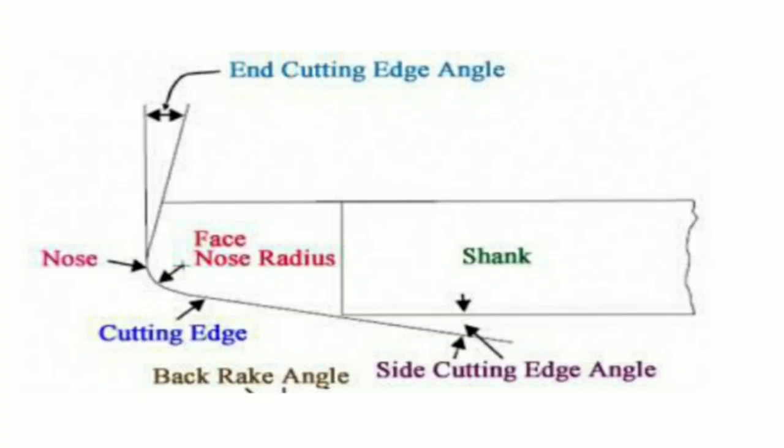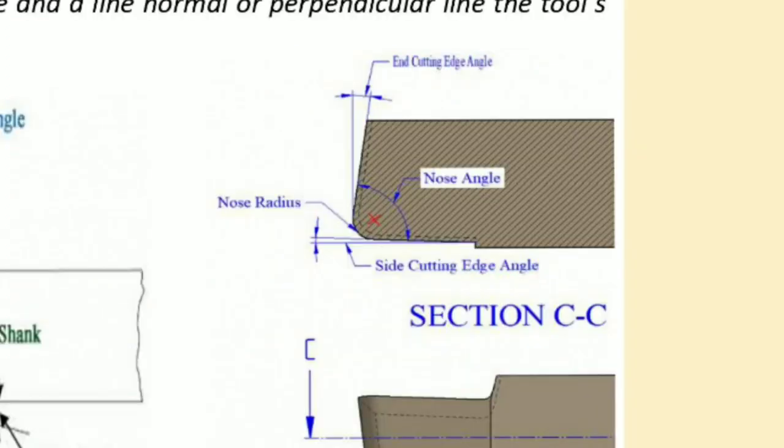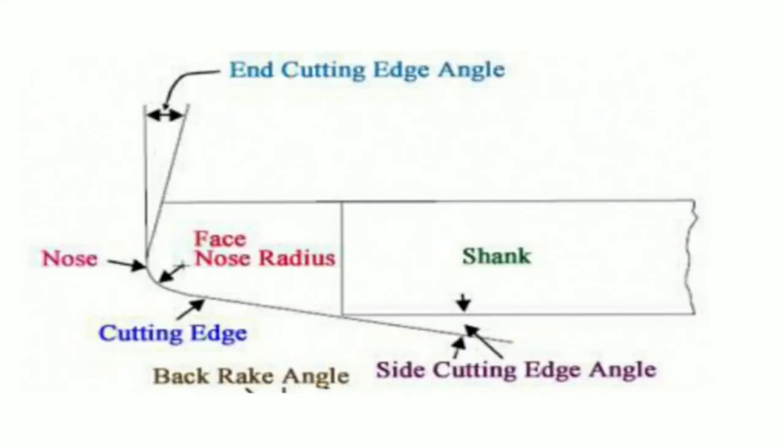Side cutting edge angle is the angle between the side cutting edge and a line drawn parallel to the shank, and it is also known as lead angle. Next, end cutting edge angle. This is the angle between the end cutting edge and a line drawn perpendicular to the tool shank.